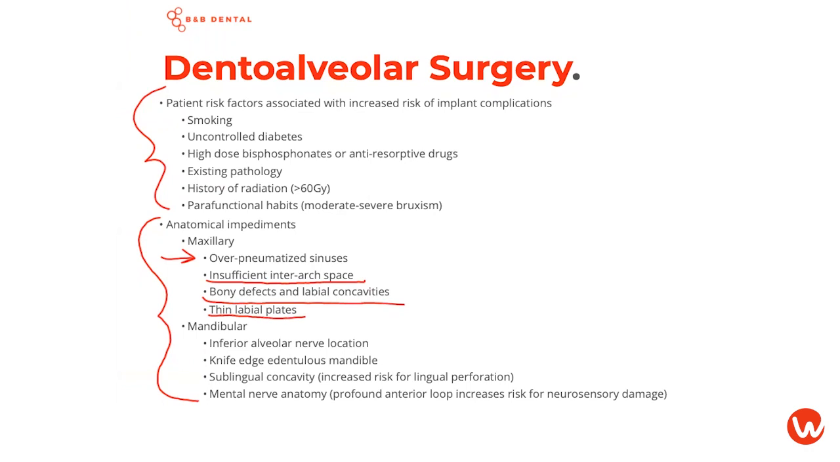In the mandible, we're worried about vital structures as well, including the inferior alveolar nerve location. We want to identify whether there's knife edge bone remaining, where are the concavities located, and then of course the mental nerve location as well. When patients have a profound anterior loop, there is a much higher chance of paresthesia or other neurosensory damage.